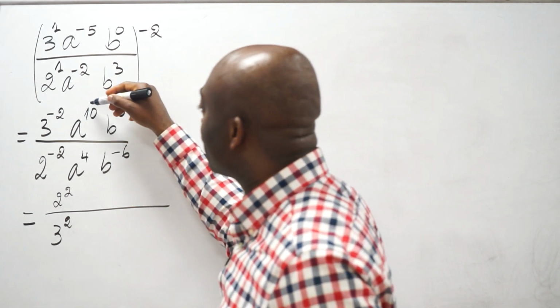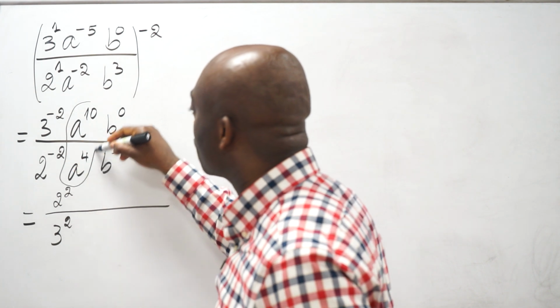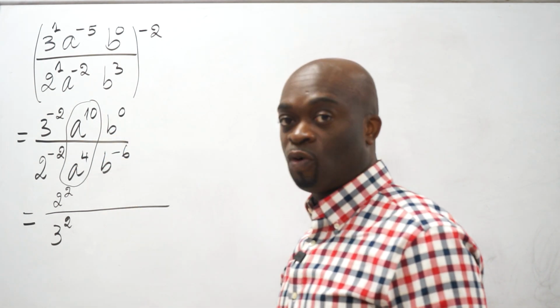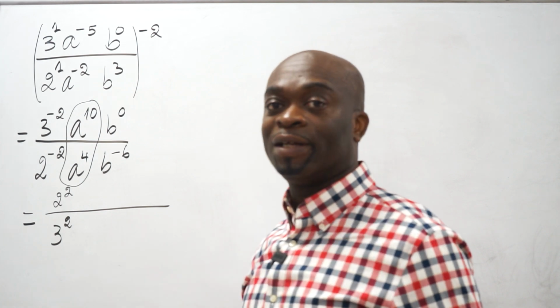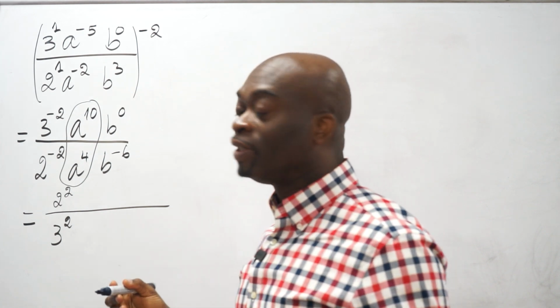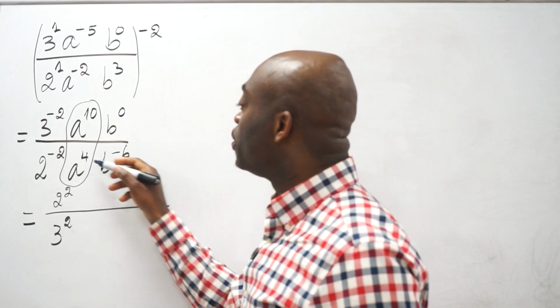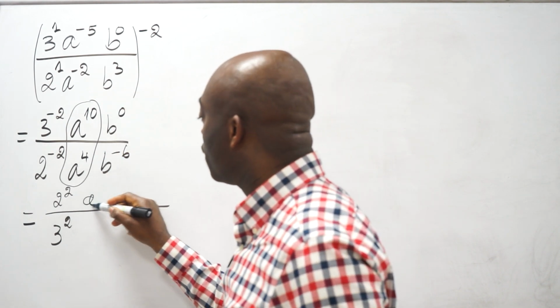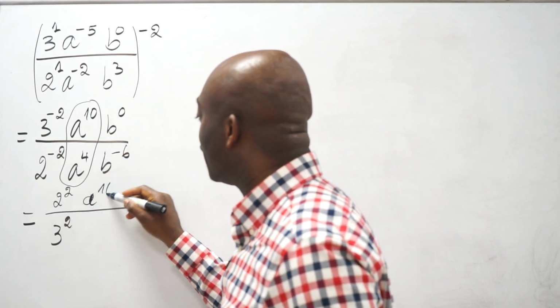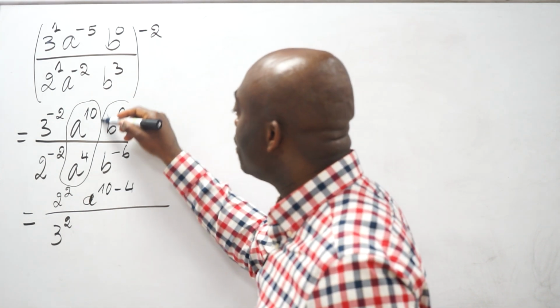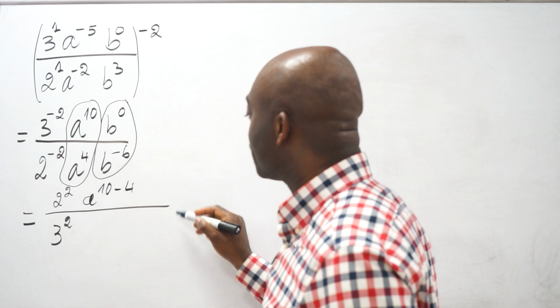Once we do that, that's good for now. And then we have like terms here, a power 10, a power 4. How do we go about that? Now this is simple. The smallest one is 4, the larger one is 10. So we just move it up, so we end up with a power 10 minus 4. Okay? How about b power 0 and b power negative 6?